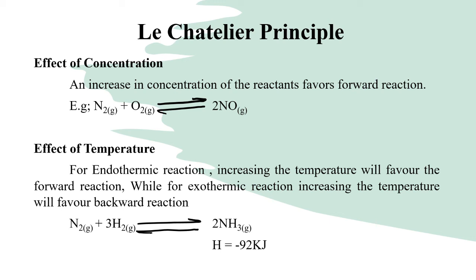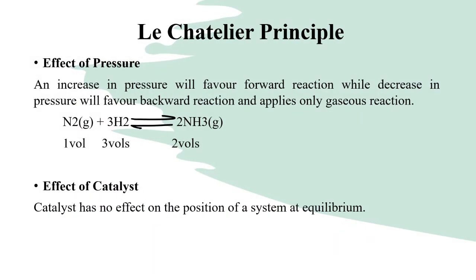Number two, effect of temperature. For endothermic reaction, increasing the temperature will favor the forward reaction, while for exothermic reaction, increasing the temperature will favor the backward reaction. Effect of pressure. An increase in pressure will favor forward reaction, while decrease in pressure favors backward reaction, and this applies only to gaseous reactions.